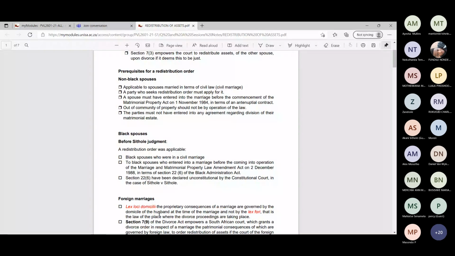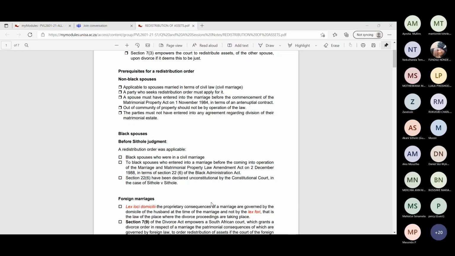So for black spouses, the time period was limited to those who entered into a marriage before 2 December 1988. So anybody who enters into a marriage from 3 December 1988, their marriage is out of community of property because they signed an antenuptial contract and agreed to get married out of community of property. They cannot request the court for redistribution of assets.